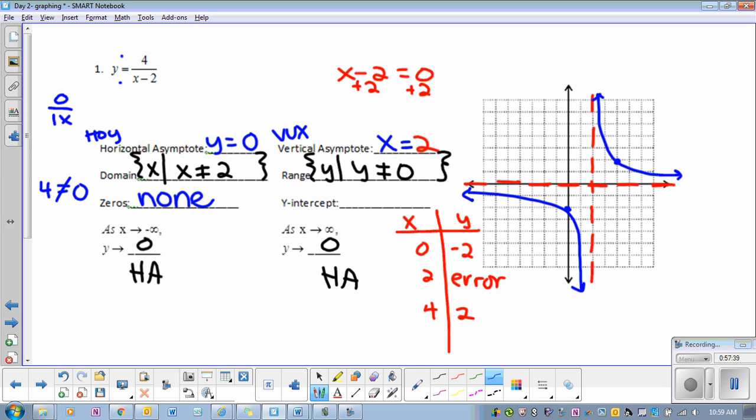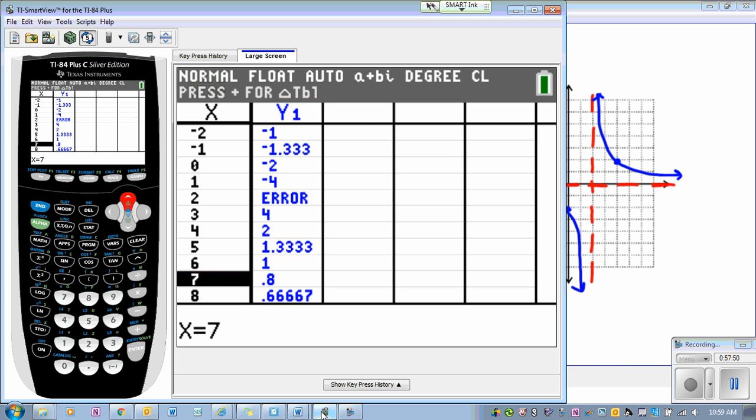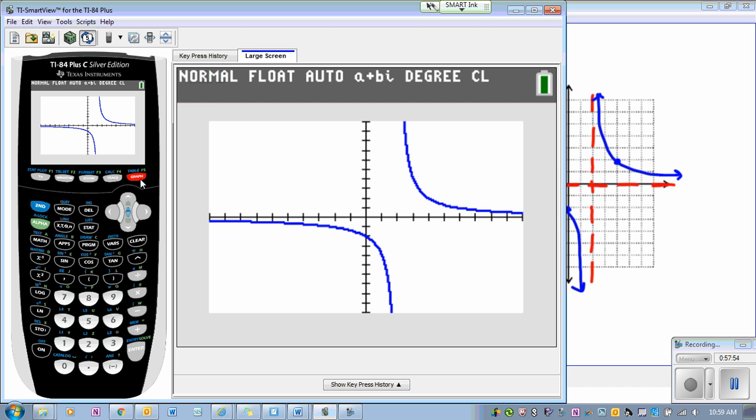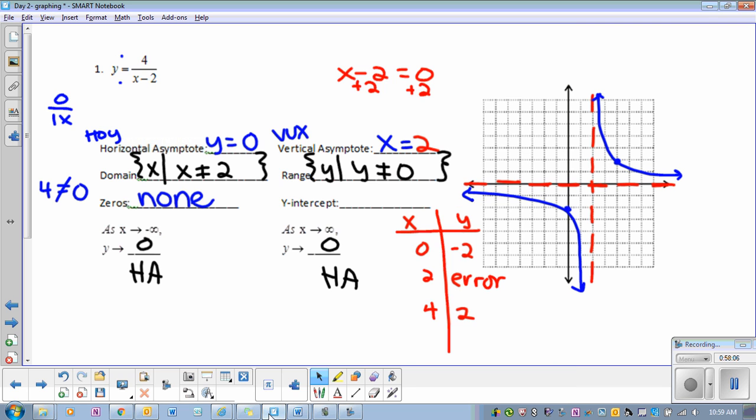So then what about the y-intercept? 0, comma, what? Oh, you could do this. Go to graph, and trace. 0. Enter. What did it tell you? 0, comma, negative 2. But it's also on the table here. Look, 0, comma, negative 2. Right? Questions?